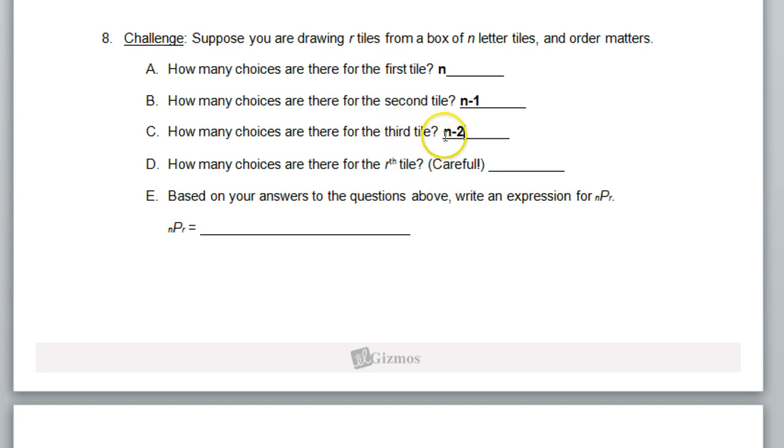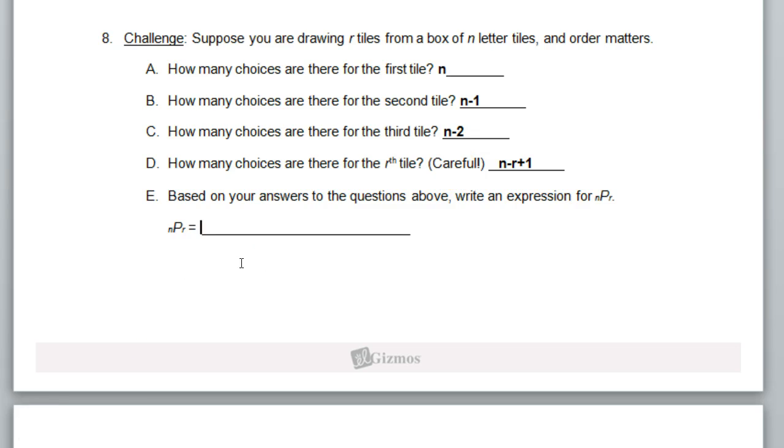Here, let's take a look. n minus 2 gives us the number of choices for the third tile, so we've got n, subtract 3 for the third, plus 1. So I think we can extend this to the rth tile. In this case, we would have n tiles, subtract r tiles, plus 1. And that is our general format.